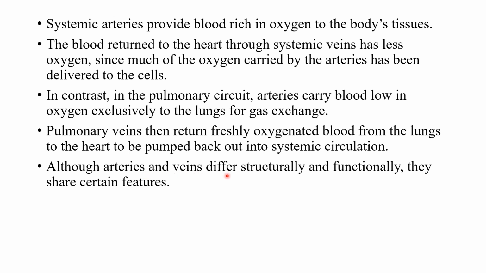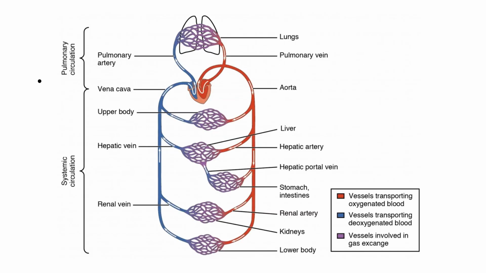Although the arteries and veins differ structurally and functionally, they share some features. This is our diagram which represents the circulation process, which is divided into two, that is pulmonary circulation and systemic circulation. Here the systemic circulation involves the heart, and mainly the vena cava, which carries blood from the lower part of our body, and the supply of blood to the whole body is done by our aorta. So here the pulmonary circulation is done in the lungs.